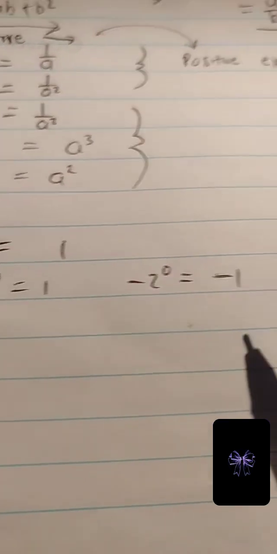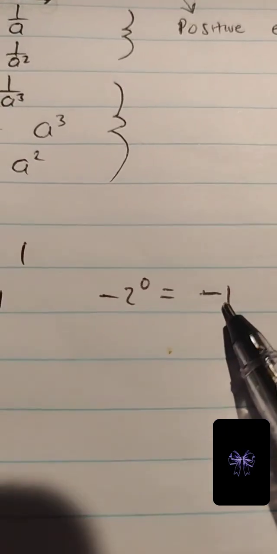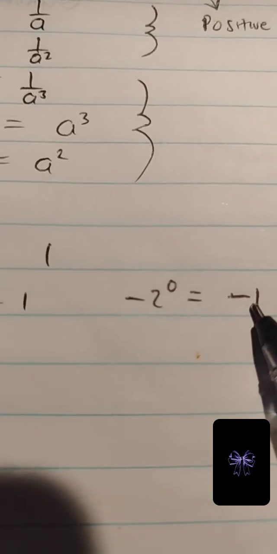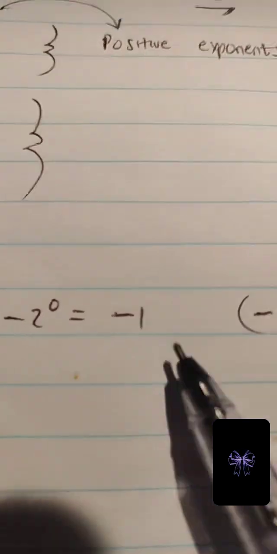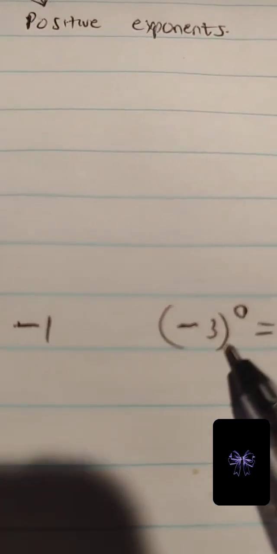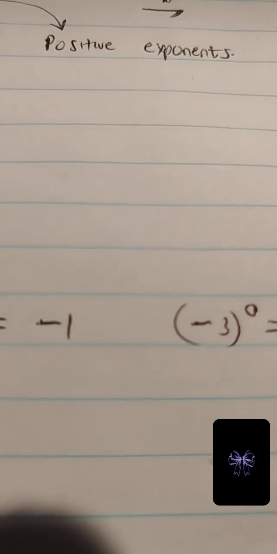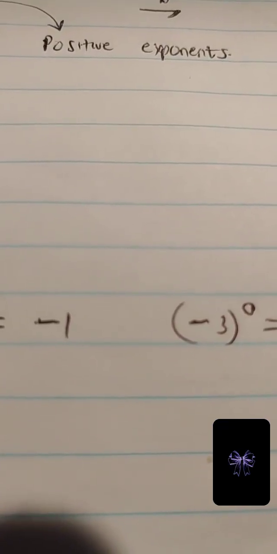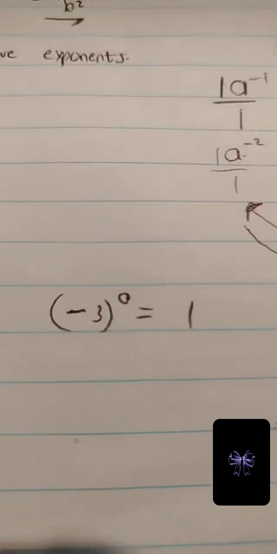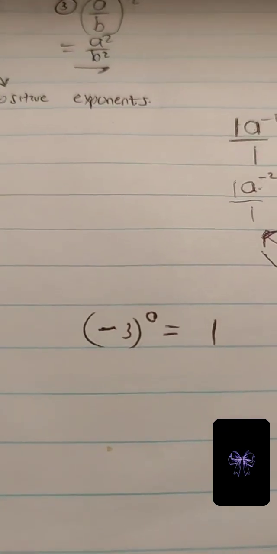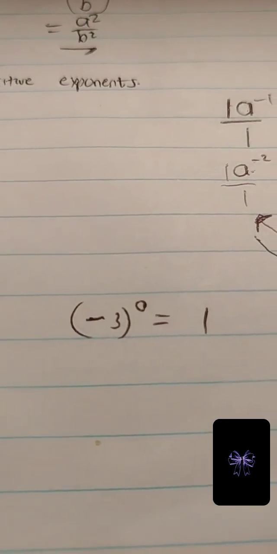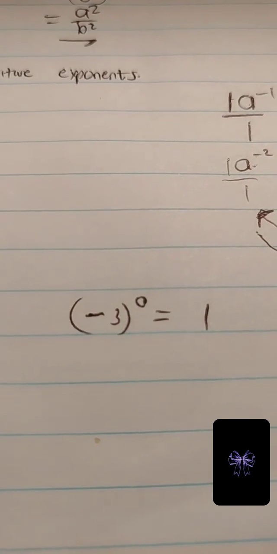Negative 1. Thank you for saying that, because I was waiting for you to make the indomitable mistake. Negative 3 to the power 0 in brackets is equal to? Positive 1. Okay. Why did you say positive 1? Because why is it not negative?